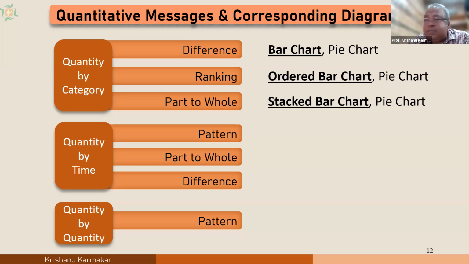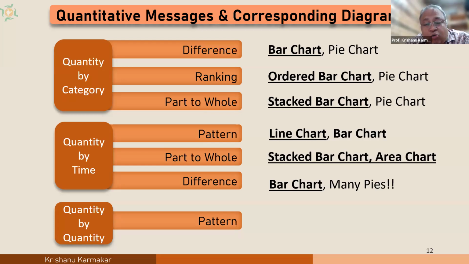Ordered bar chart and pie chart show you ranking of different items. Stacked bar chart shows you part to whole. So that is when the message is quantity by category. When the message is quantity by time, we can use line chart to represent pattern, stacked bar chart to represent part to whole stories, and bar charts again to show the difference.